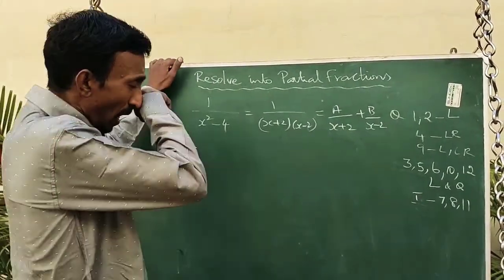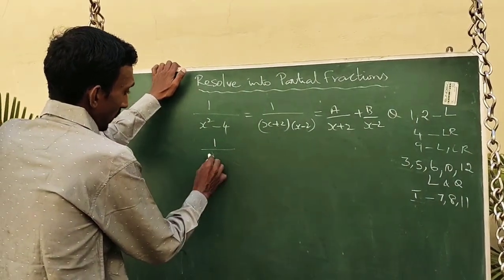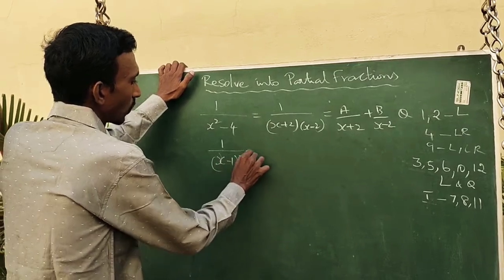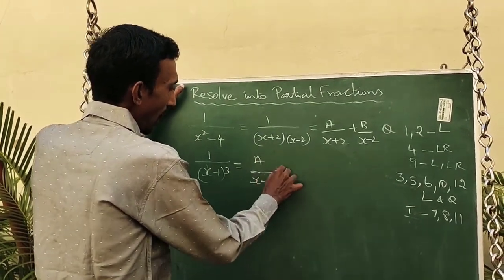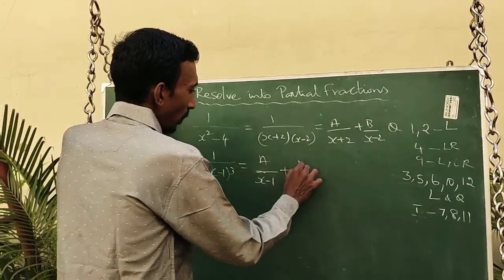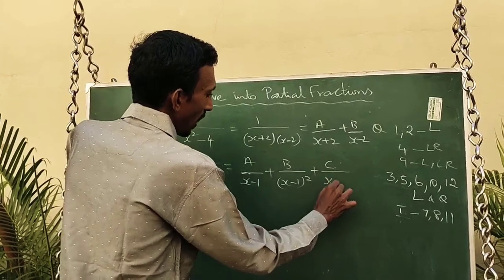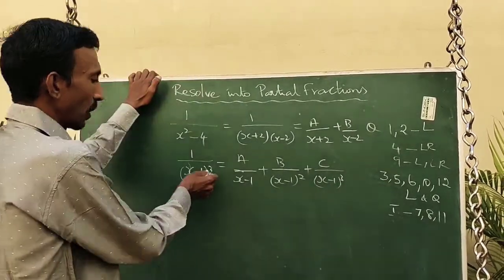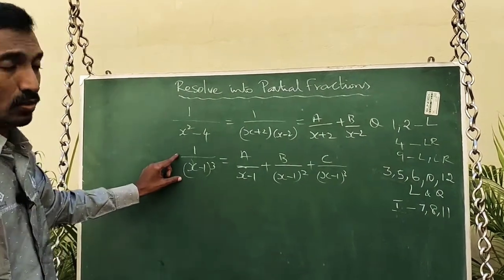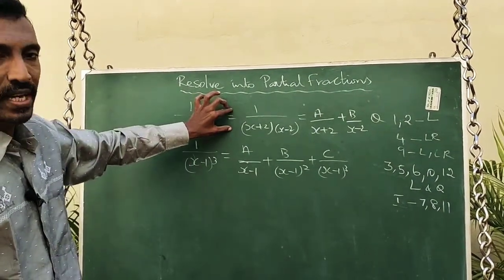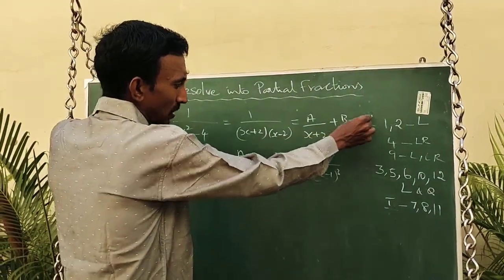The second type is linear factors which are repeated. For example, 1 by (x minus 1) the whole cube. We can write this as a by (x minus 1), and in increasing order of the degree, b by (x minus 1) the whole square plus c by (x minus 1) the whole cube. Suppose degree 4, it means up to 4 factors. So these are linear factors which are repeated. If a third factor is present, we have to put plus c by.